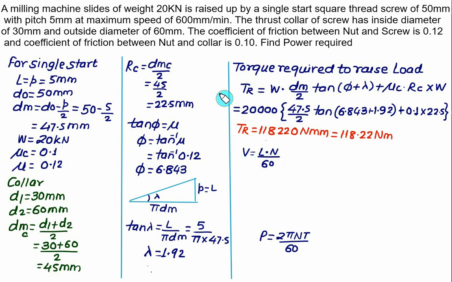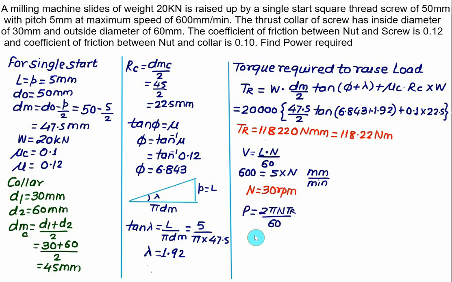Now the torque is known, so we can calculate the value of N. Velocity v is given as 600 mm per minute. L you have to take in mm, that is equal to 5 into N. Now this time the units match here. L is in mm and N is in revolutions per minute. So we have 600 divided by 5. In this case the rotational speed will be equal to 30 rpm.